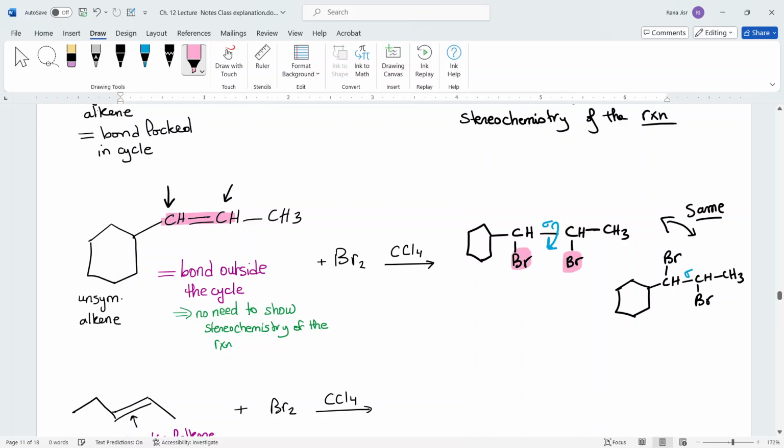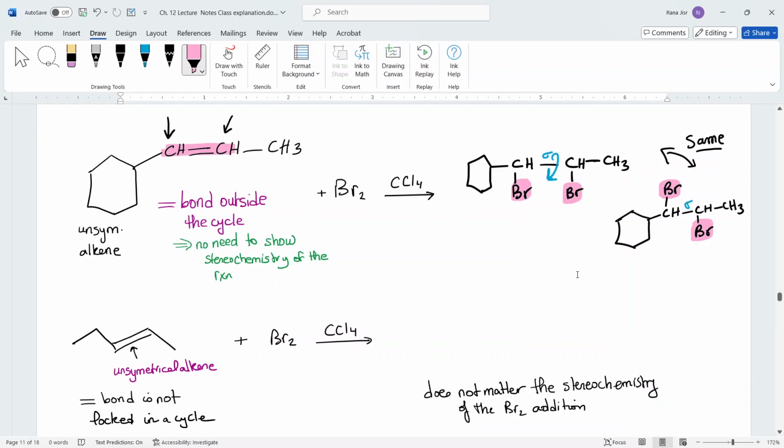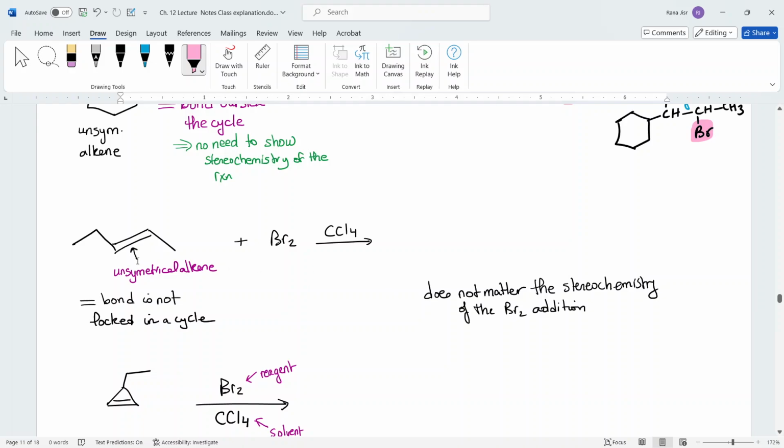I can either show them like this or show them like this, and neither one of them is going to be trans. Because remember, to have a trans, you need to have it in a cycle or in a double bond. This is the rule for the trans, okay? And for the trans in a double bond, you need to have the double bond and substituents around the double bond. Same idea here.